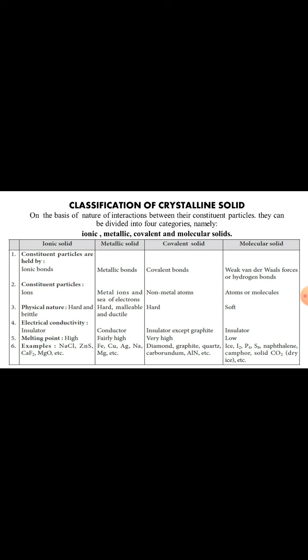When metals are heated, metals lose outermost electrons. The left portion, that is kernels and electrons, a bond is formed. That bond is known as metallic bond. Here the electrons are mobile and free to move.